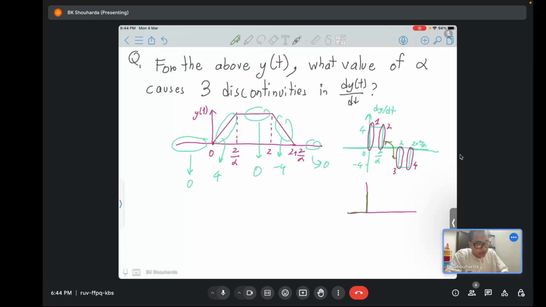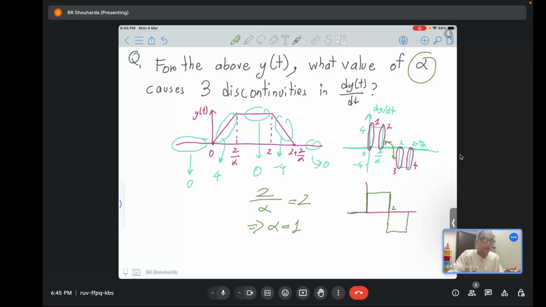Why? Because I am taking alpha as a parameter. When I take alpha as a parameter, then these widths will change. 0 will remain fixed, 2 upon alpha will change, 2 will remain fixed, this will change. So what do I need to do? I need to choose an alpha such that this edge meets at 2. So 2 upon alpha is equal to 2, and then alpha equals 1.